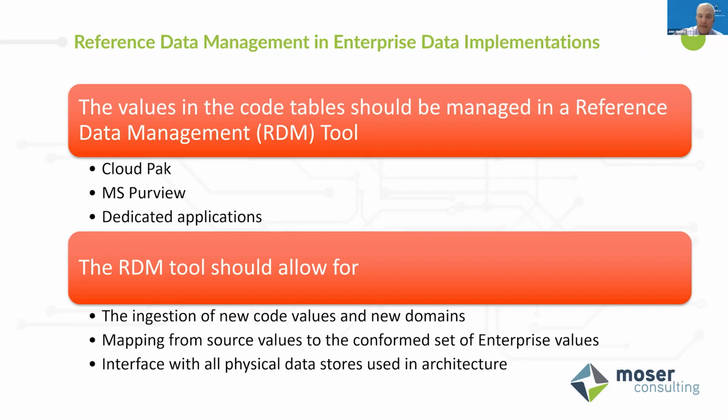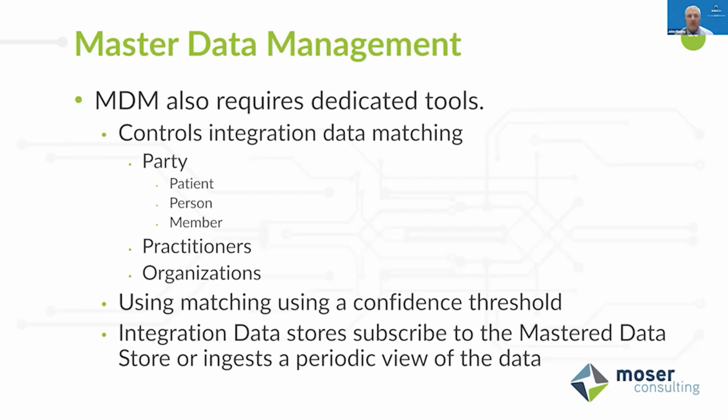So this is what RDM needs to do. It needs to allow for the ingestion of new codes, wrapping from source to conform enterprise values, right? Interface with the physical data stores. There are dedicated applications for this. My last client, they were half a decade ahead of us with a reference data management tool that all their systems talk to. And the warehouse we were building tapped straight into that. And they tapped straight into the common code or the unified code processing supported by UDMH, right? It was a drop-in piece of the work. So RDM is a requirement because it doesn't work without it.